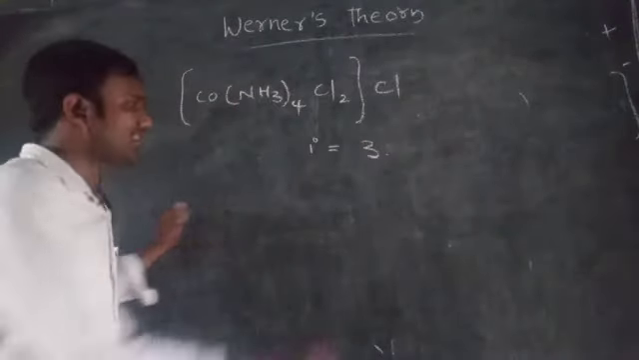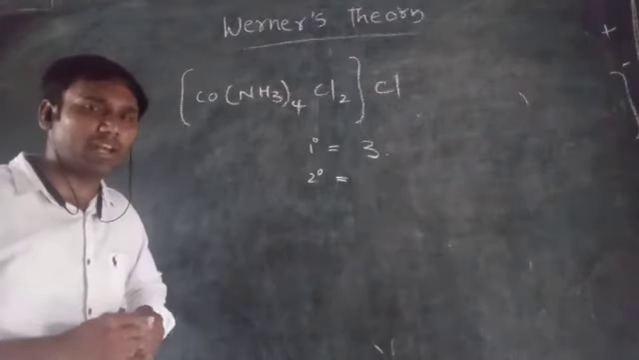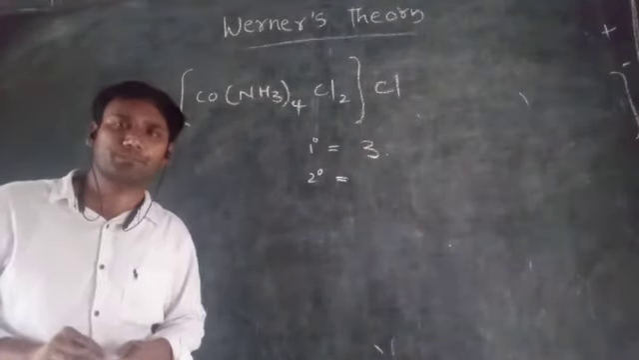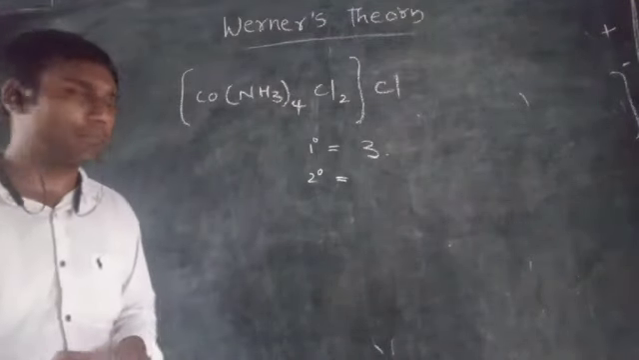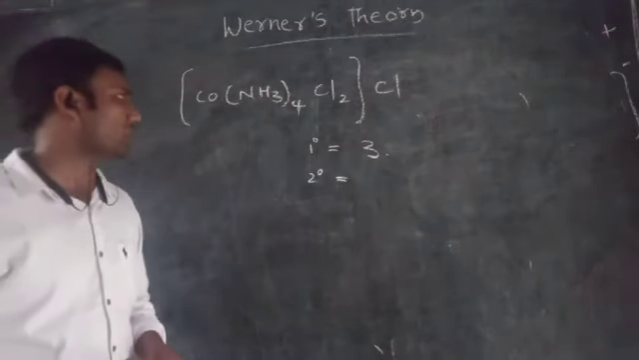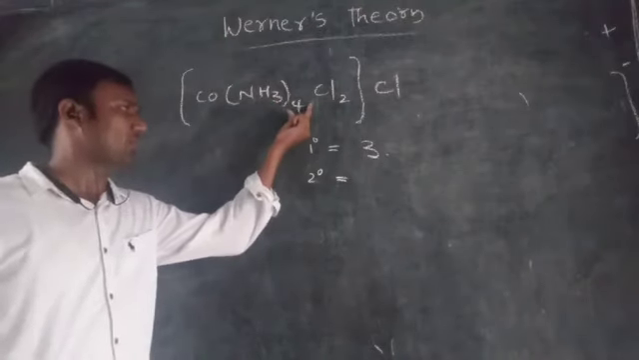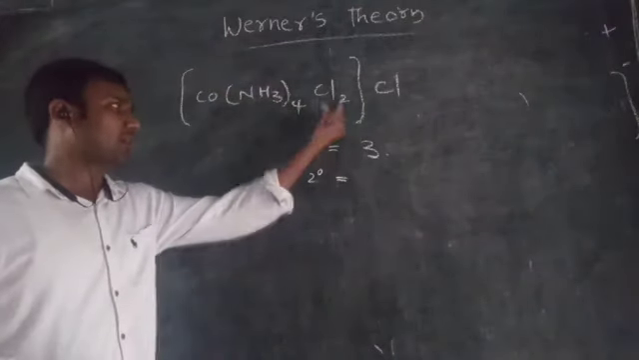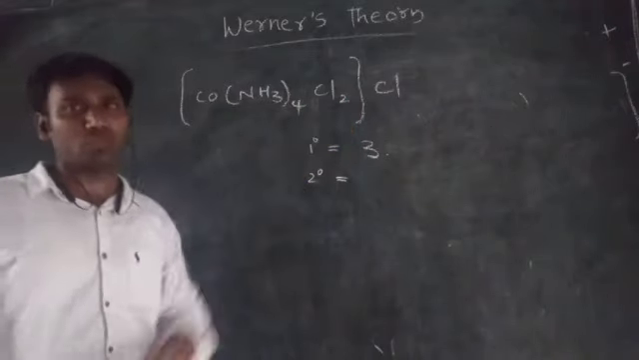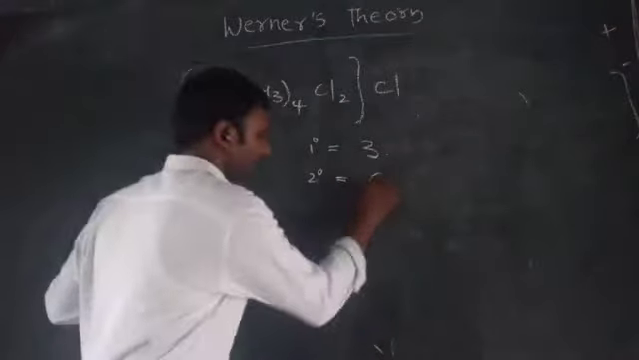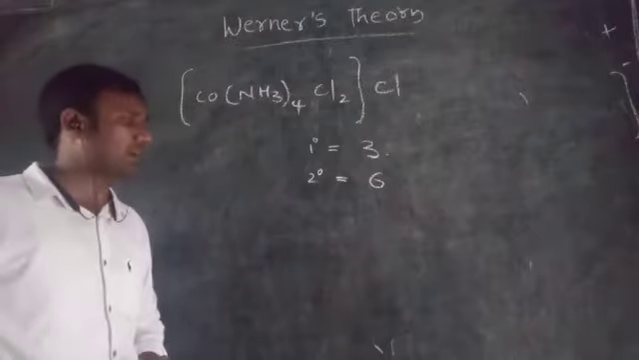Now what is the secondary valency? The secondary valency is the number of electron pairs donated to the central metal atom, which is called the coordination number of the central metal atom. So how many electron pairs are donated to the central metal atom? Ammonia every time donates 1 electron pair, and ammonia is 4 here, so 4 electron pairs from ammonia. And 2 chlorines donate 2 electron pairs. Totally 6 electron pairs. That means the coordination number is 6. Right? So the primary valency is completed, the secondary valency is completed. Now you have to draw the structure.